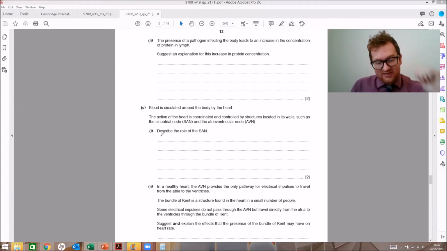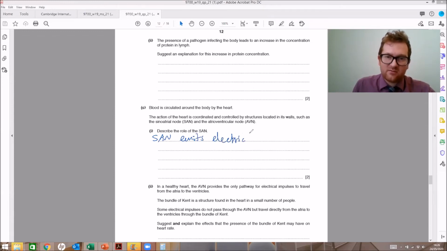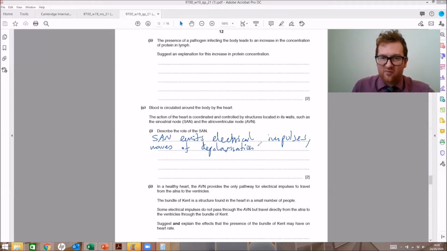So what happens here is that the SAN emits electrical impulses. Now this can be called various things. This causes waves of depolarization. You can also say waves of excitation, etc., depending on how you've been taught. There's a few choices of words here. What happens is these are emitted at regular intervals. Now this effectively acts as a pacemaker.